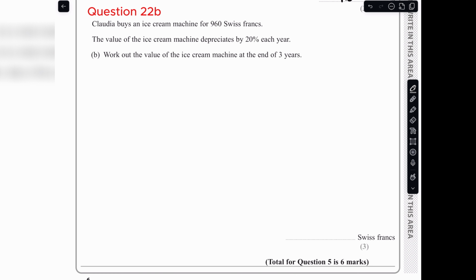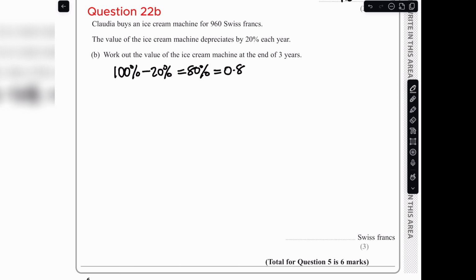Work out the value of the ice cream machine at the end of 3 years. So given as the value of the ice cream machine depreciates by 20% each year, we can subtract 20% from 100%, and that gives us a value of 80%, which we can also write as 0.8.